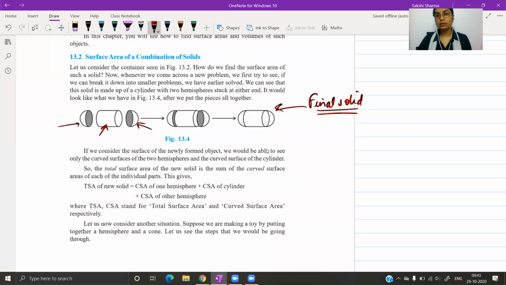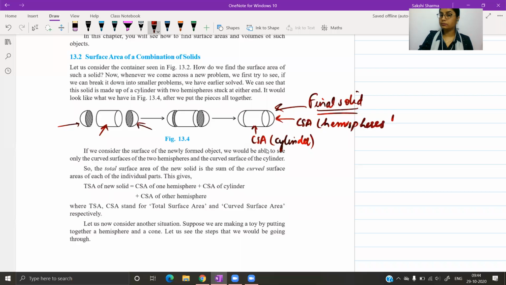So if you look at this final solid formed, you want to find out the area of this curved surface, which is for the cylindrical part, and the curved surface area of the hemispherical ends on either end. The fact you want to remember whenever we combine solids, especially when you are trying to find out the total surface area, is that there is a possibility that one or more than one surface disappears.